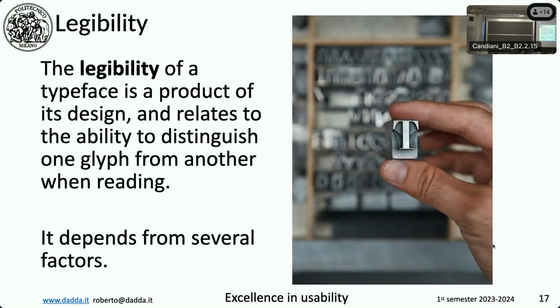Now, let's go a little deeper. Legibility of a typeface is a product of its design and is related to the ability to distinguish one glyph from another when reading. That was what I was telling before. If you are myopic or presbyopic, sometimes you see and don't understand if it's an L or an I. It becomes difficult to understand if it's an O or a Q, because they are very similar, and if they are mixed up, you don't understand. So this is legibility.